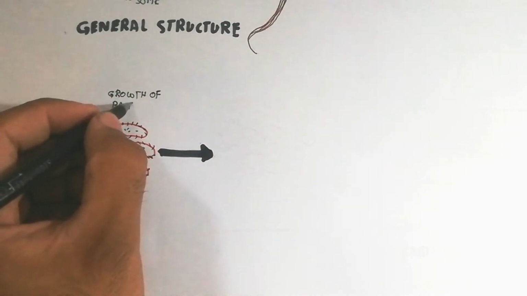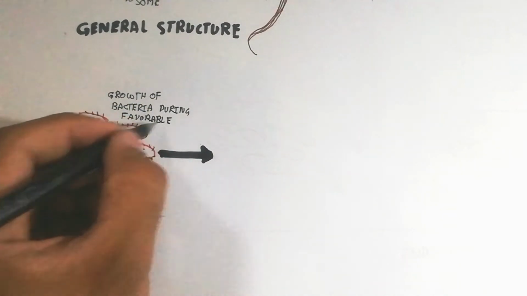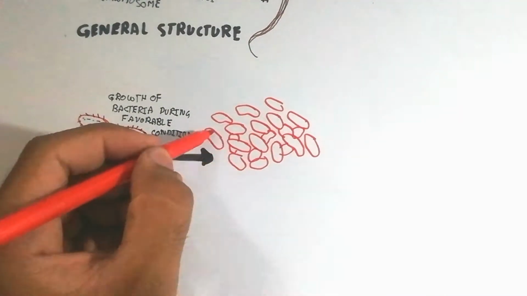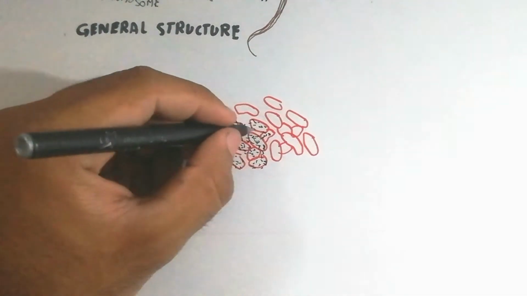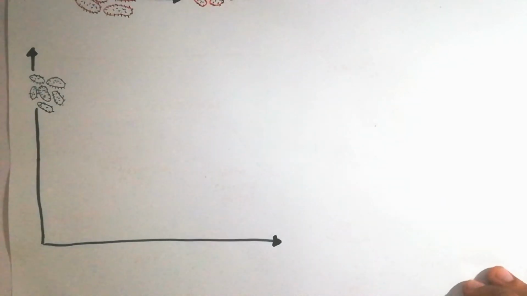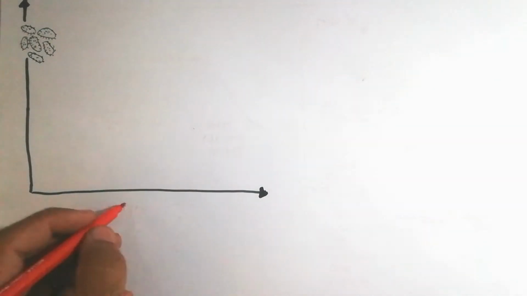Now here we will talk about the growth and reproduction. The growth of bacteria during a favorable condition produces a larger number of bacteria. The multiplication of the number of bacteria is due to reproduction, that is cell division, known as asexual reproduction, because one cell is converted into two cells by cell division. We will discuss that later.